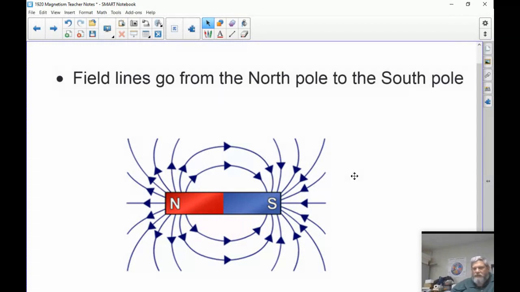Take a minute and draw this in your notes. It doesn't have to be a perfect drawing, but draw something along those lines. And you can pause it if you need to.